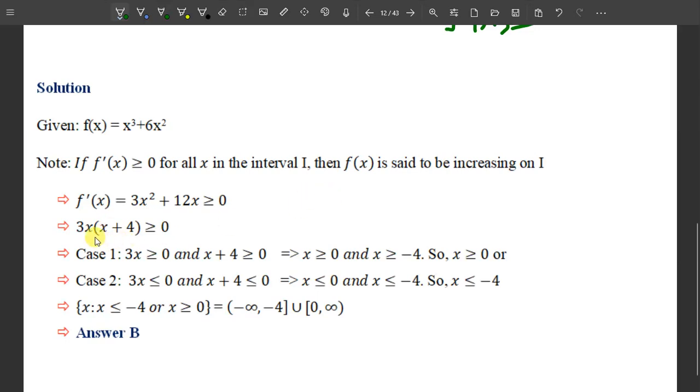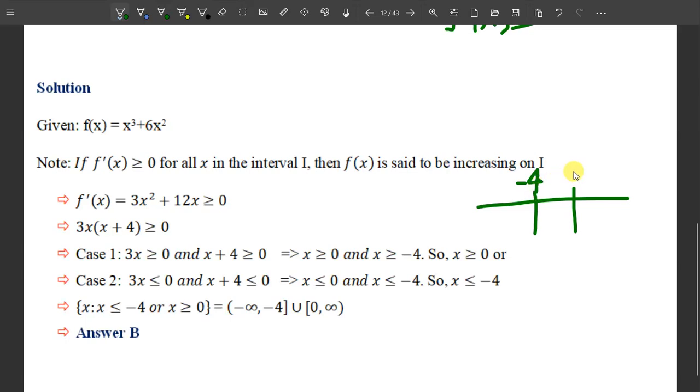Now find the critical numbers. For 3x, the number which makes this value 0 is simply 0 itself. First, what makes x plus 4 equal to 0? Minus 4, so write minus 4. And also, what number makes 3x equal to 0? It is 0 itself. Therefore, write 0 here, in increasing order.